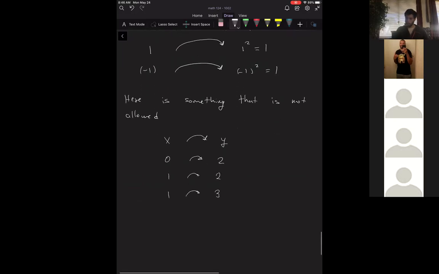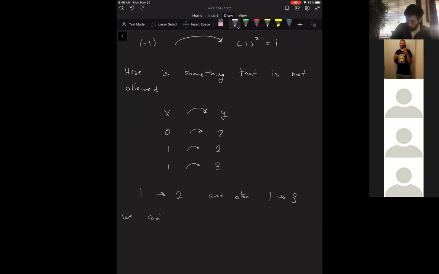So the problem is that if we look above, this function took 1 and turned it into 2, and also it took 1 and turned it into 3. This is not allowed. We can't have the same x value giving two different y values. So this is something that we can't have. So the above is not a function.